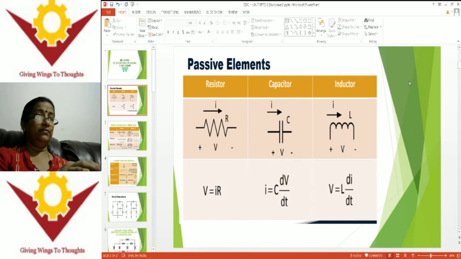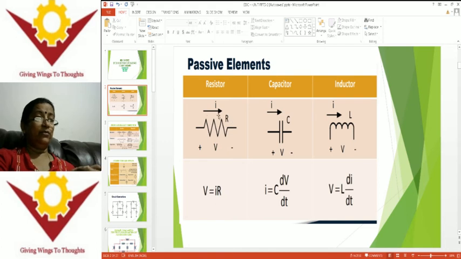There are three elements: resistors, capacitors, inductors. You might have completed these concepts in the intermediate second year itself, but still, which opposes the flow of current we define as the resistor. This is the symbol of a resistor. We are showing three peaks at the top and three peaks at the bottom. This is the exact way of representing the symbol of a resistor, denoted with the letter R.